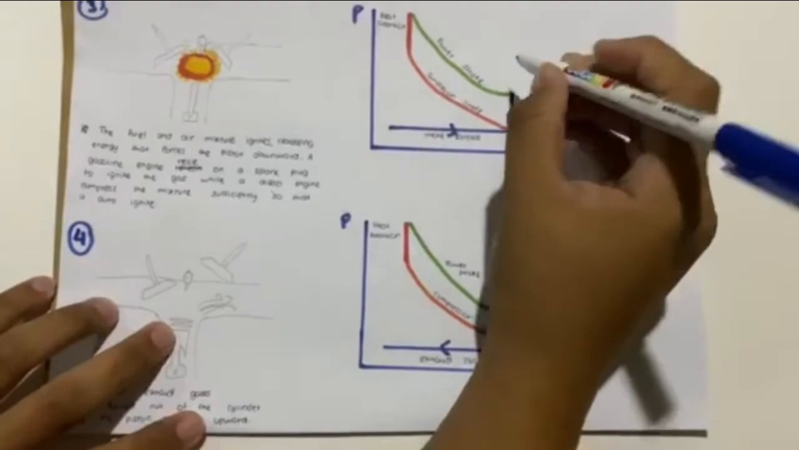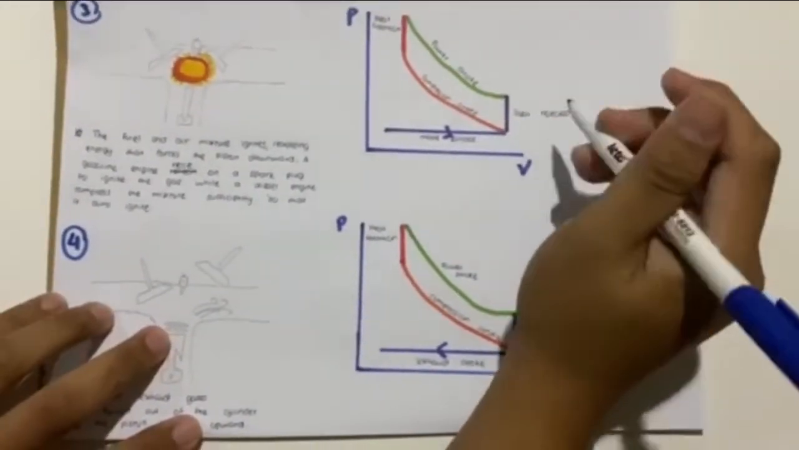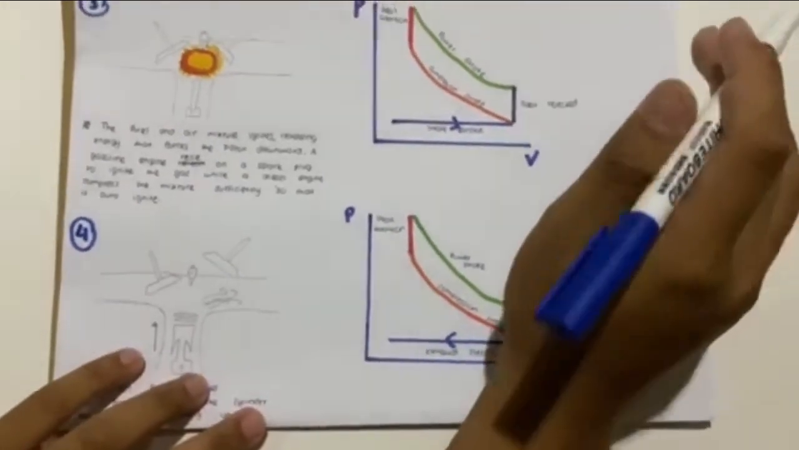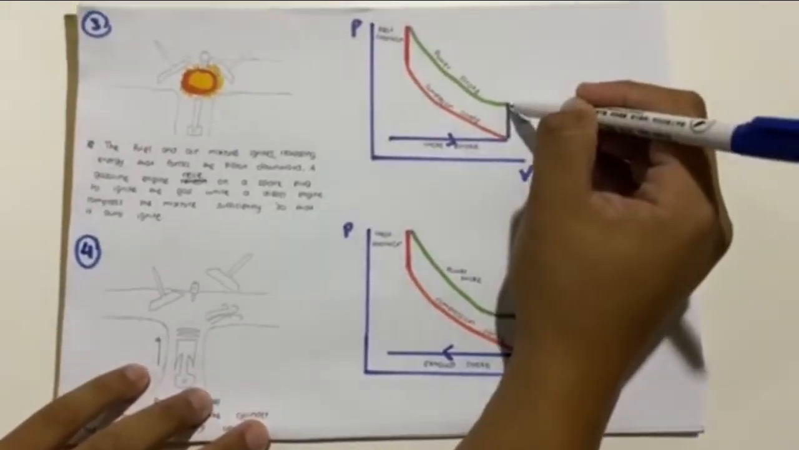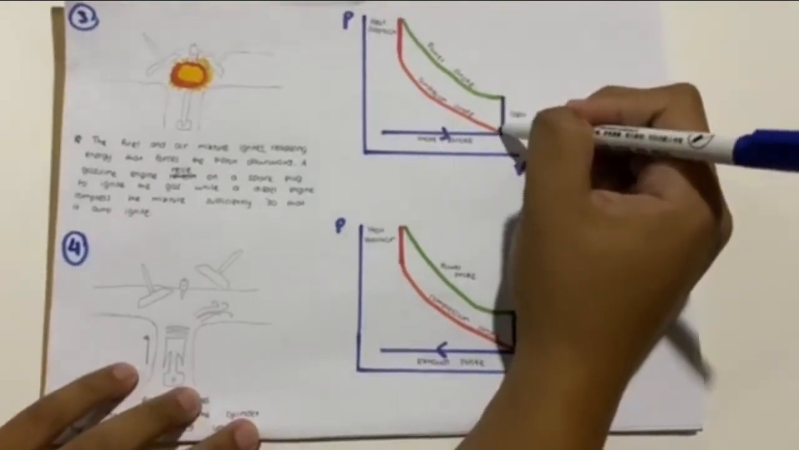Next, after the fuel and air have been used, of course it will produce waste. It should be evacuated by heat rejection. That's why when the waste is rejected, the pressure also decreases.